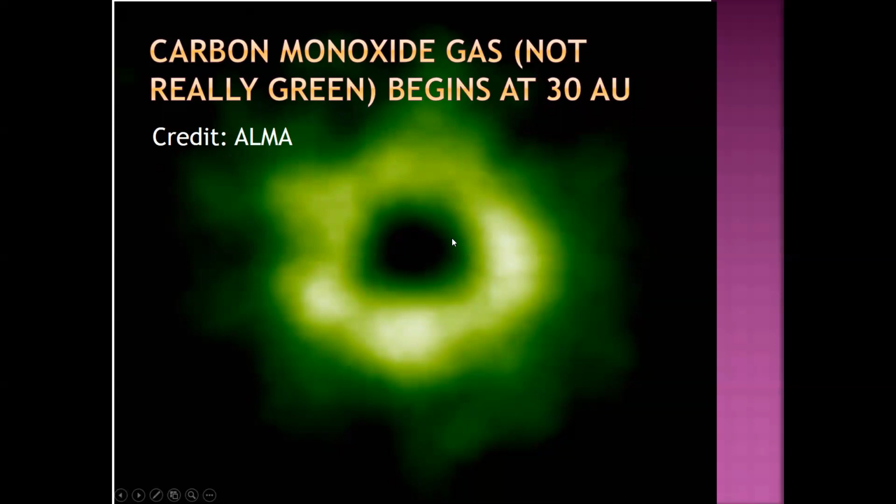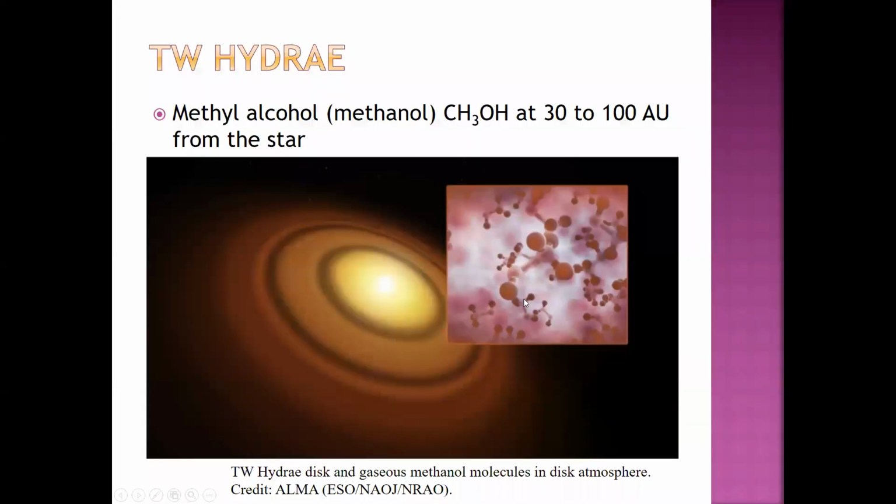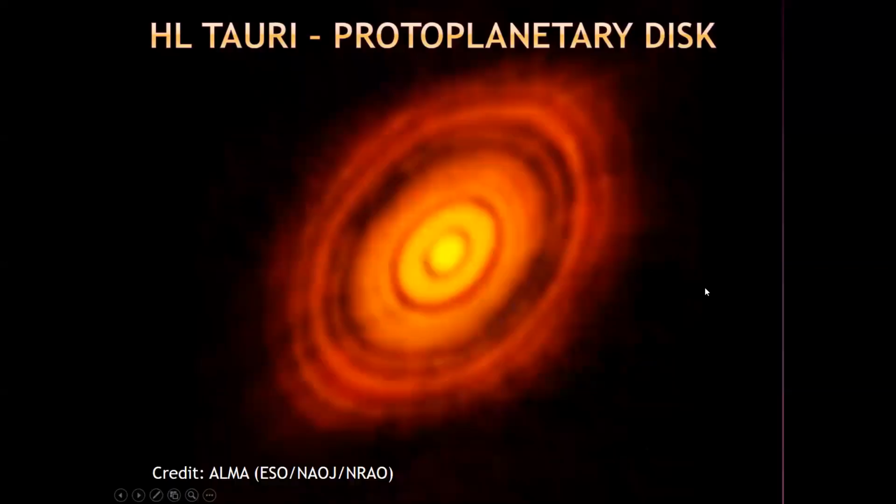At one frequency, they can detect carbon monoxide, so this begins at about 30 AU from the star and extends out to, I think, 200 AU. They also can detect methyl alcohol, or methanol, at 30 to 100 AU from the star. And then this is the gap where they think a planet is forming at 22 AU.